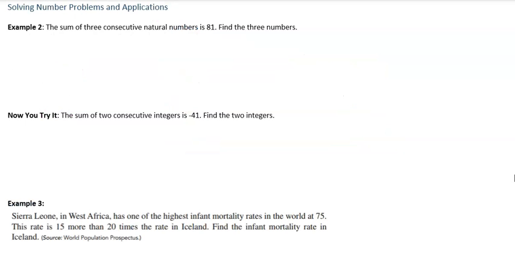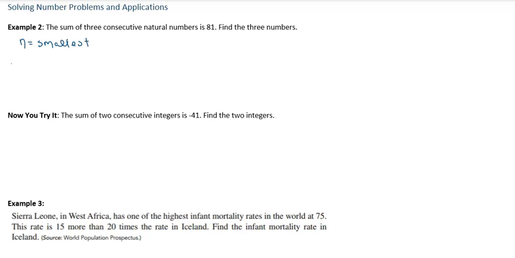Okay, now we're going to look at solving number problems and applications. So the way we're going to do this is, these are number problems where they say the sum of 3 consecutive numbers or the sum of 2 consecutive numbers. So you have consecutive numbers being added together. So what we're going to do is call the smallest number n for number. So n equals smallest. And I would definitely recommend writing this part down.